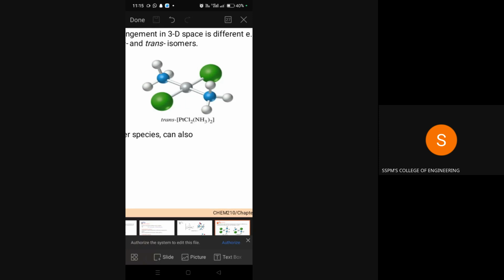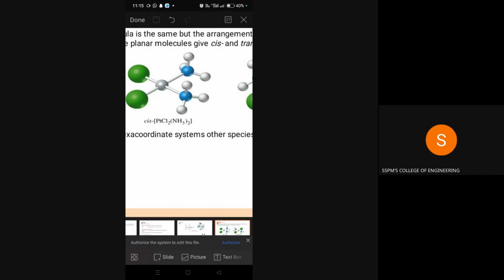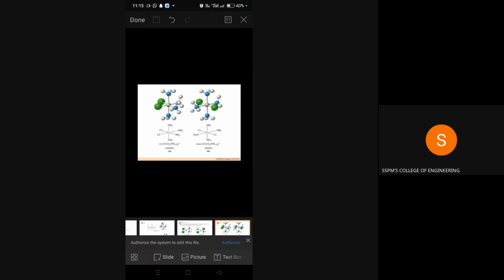They are in a plane; if they are present in different planes, different space, then it is called trans, and if it is present in the same space, it is called cis. Then next, this is the actual representation, a 3D representation and 2D representation of that complex. See here, purple color and green color.